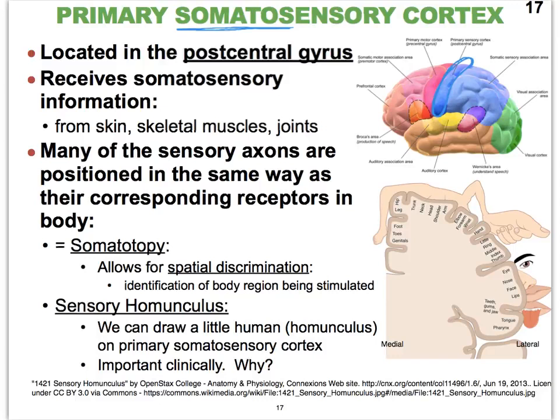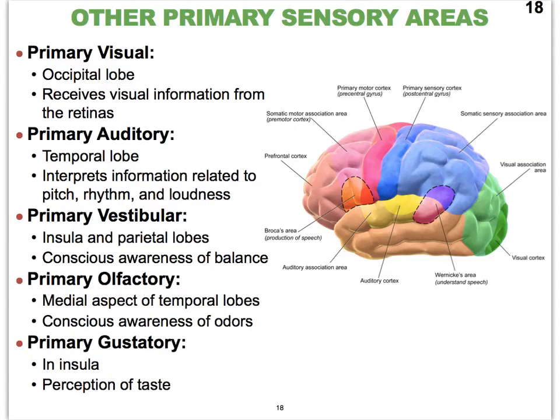And of course, by being able to draw a nice map of a human being on the brain like this, on the cerebral cortex, it's important clinically because we can very easily connect a part of the body with what part of the brain has been damaged. In addition to the primary somatosensory cortex, remember it is located here in the darker blue, we have primary sensory areas for each one of the special senses.